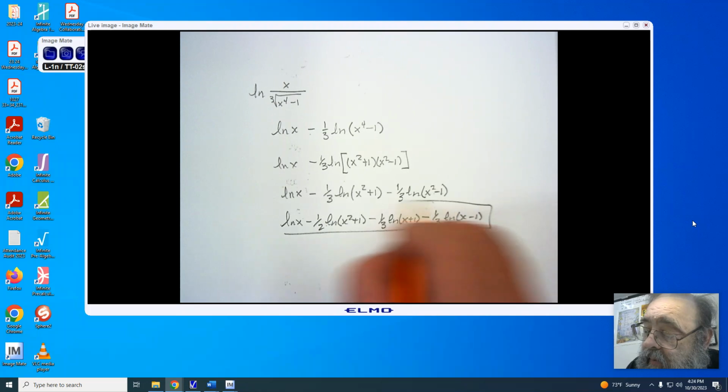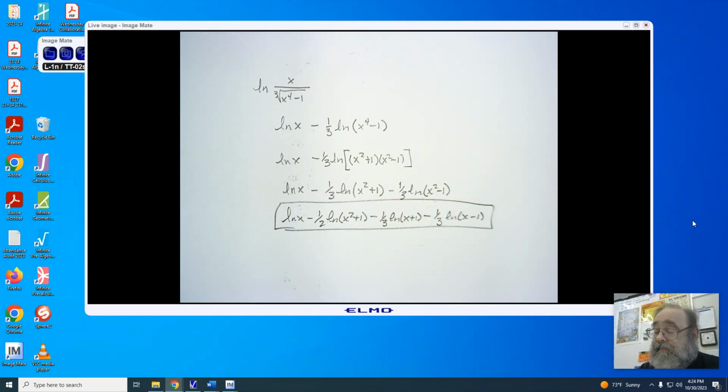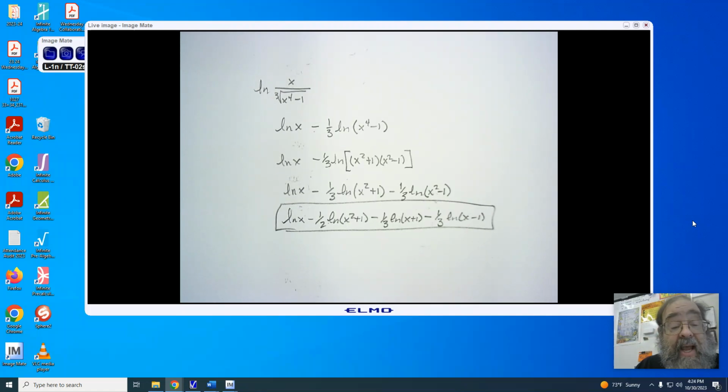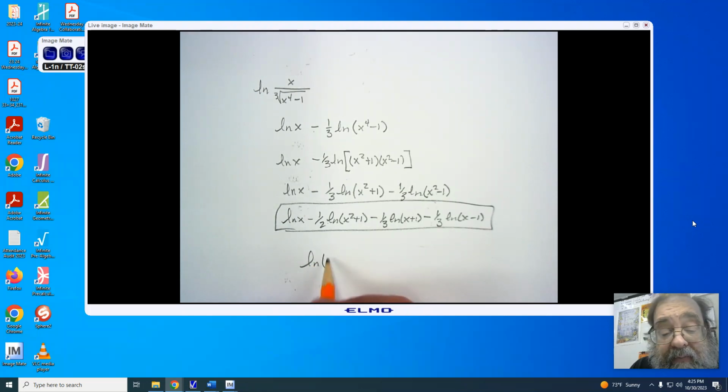And that's what we're looking for as our answer. This brings us to number 10. Number 10 is asking us to graph. And we're graphing the natural log of 7 minus 3x.